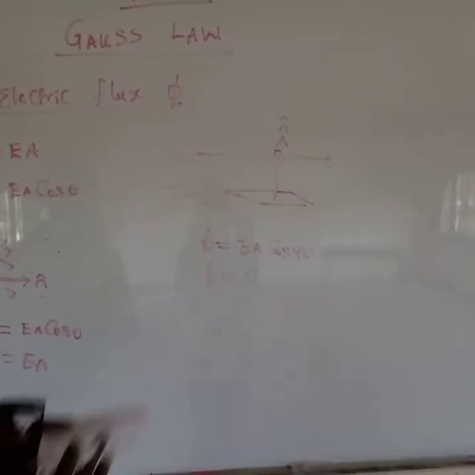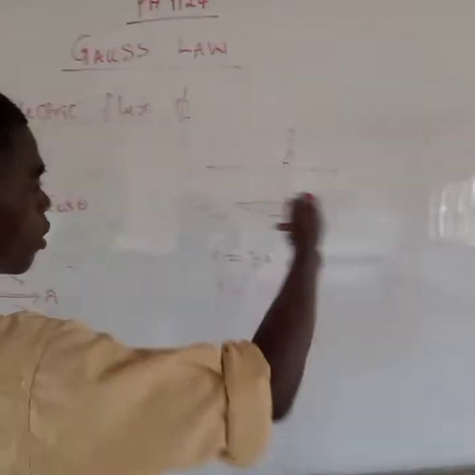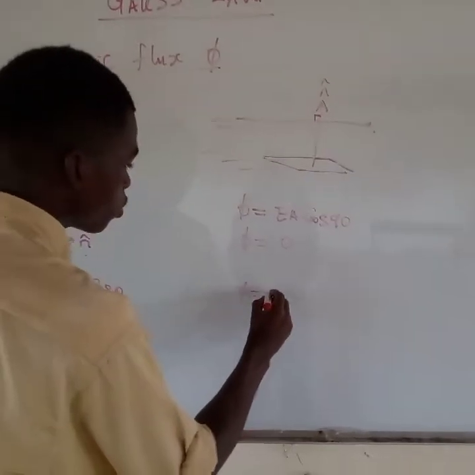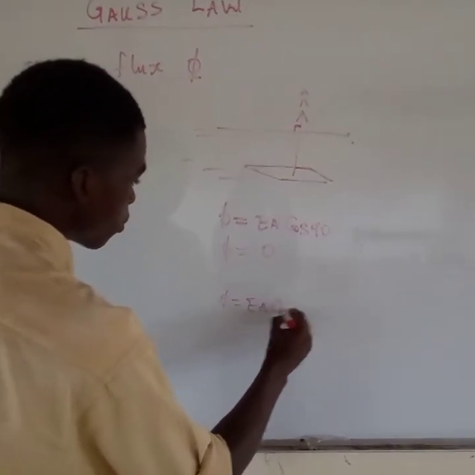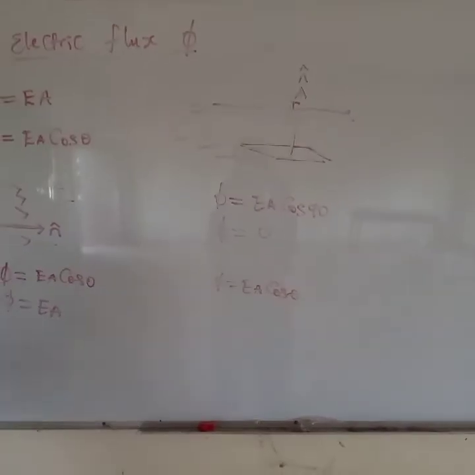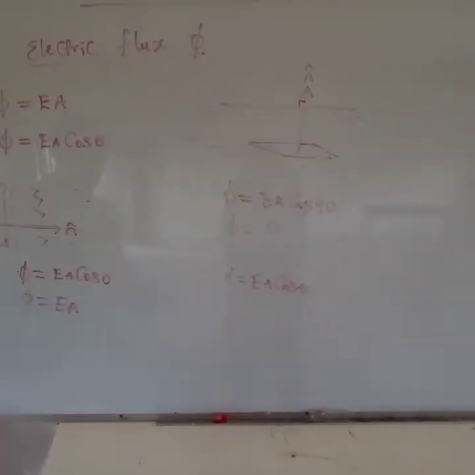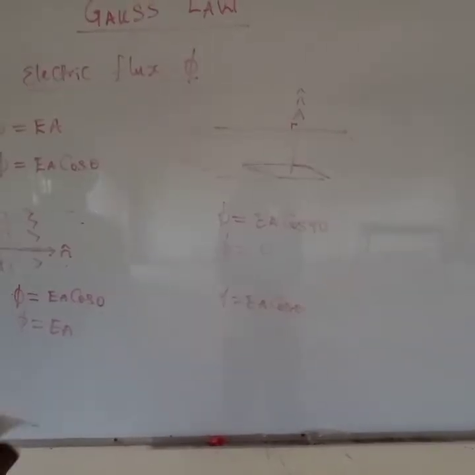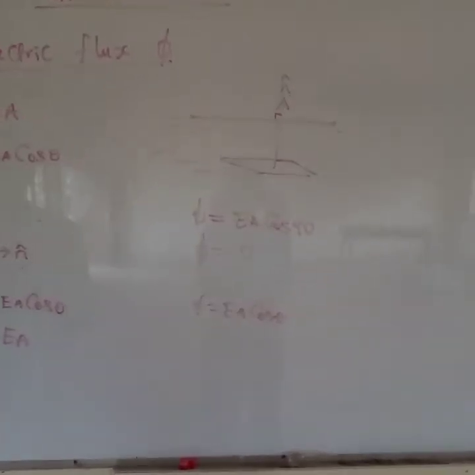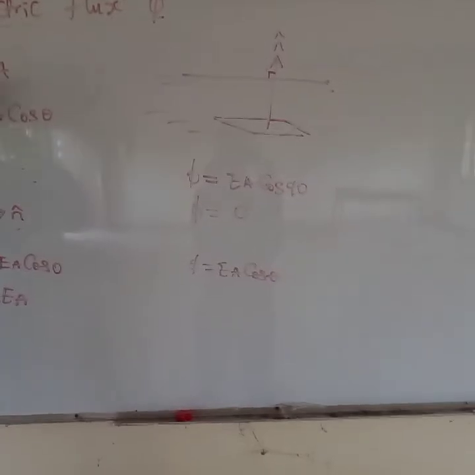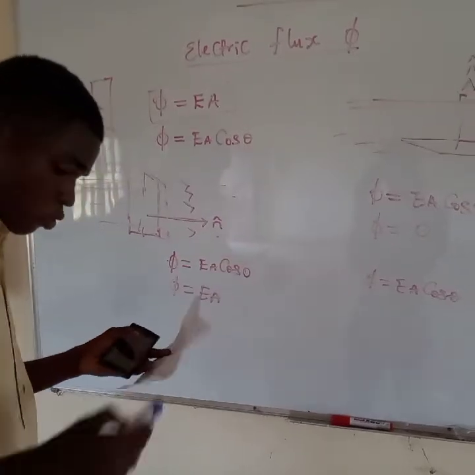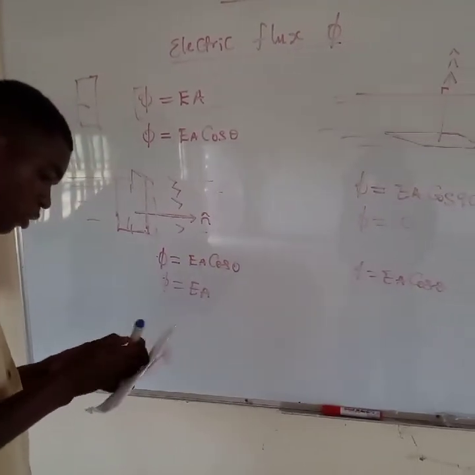Now, the third case is when it's acting at an angle, when the field is at an angle to the normal. So we use phi equal to EA cos theta. So depending on the question you are being given, the main thing you just need to know here is this. Number 2 and number 3 can come up in OBJ.